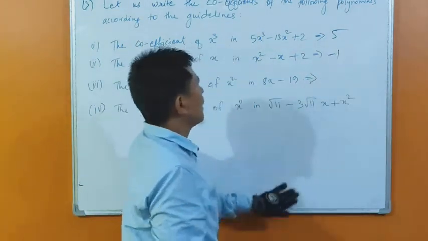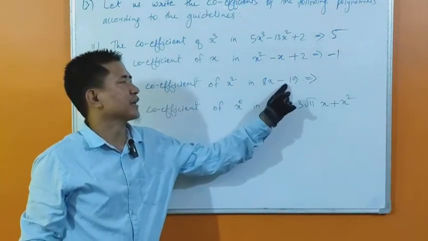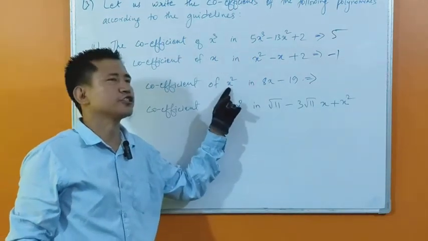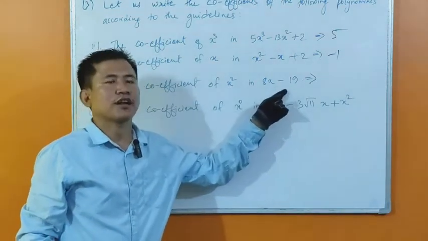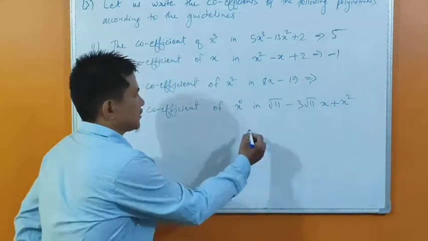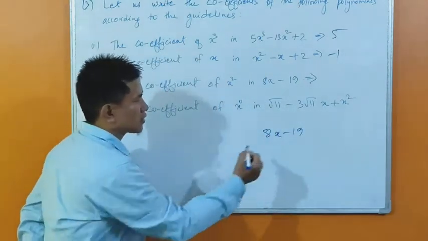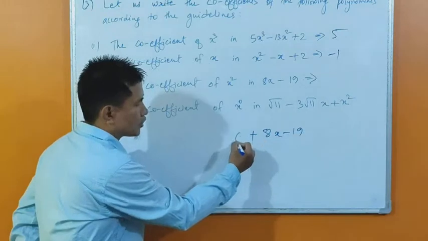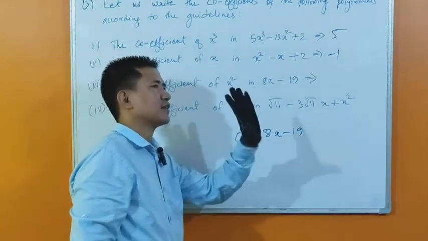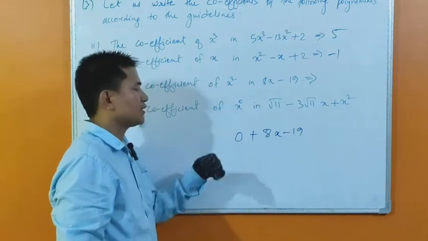Okay. Now the coefficient of x square in 8x minus 19. In this expression we are asked to write the coefficient of x square, and x square is not in this expression. So what do we do in this case? Let us see. 8x minus 19 is the expression given to us. So we can add 0 here, isn't it? Because 0 plus anything is that thing. 0 plus 8x minus 19 is 8x minus 19.